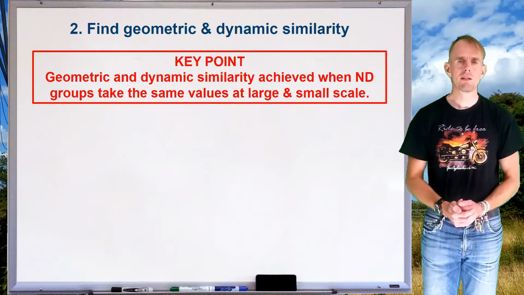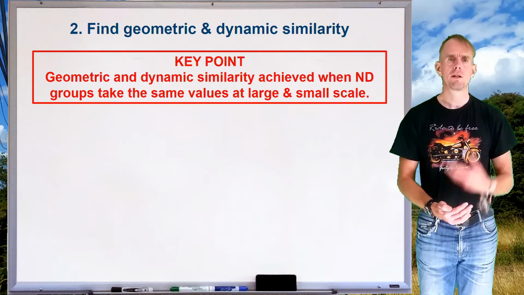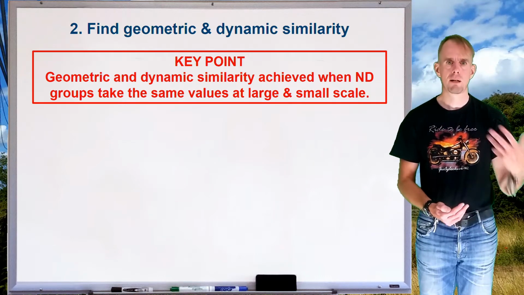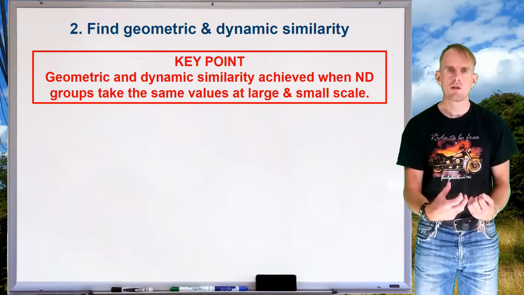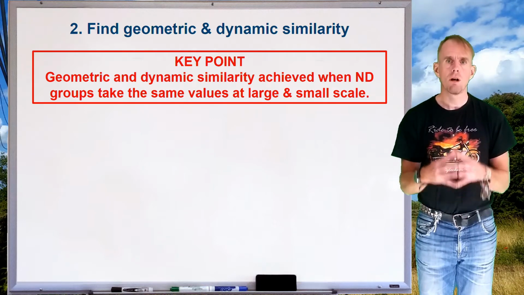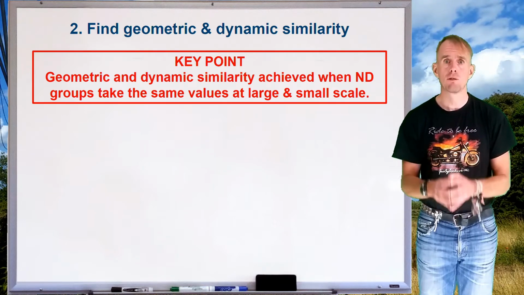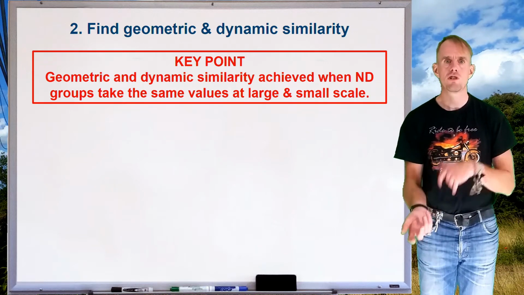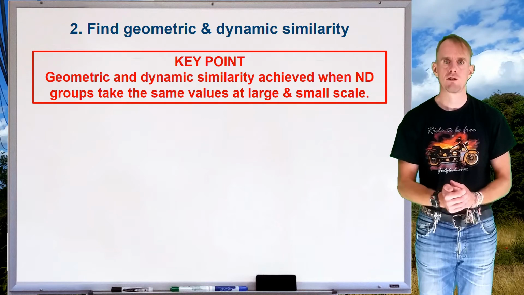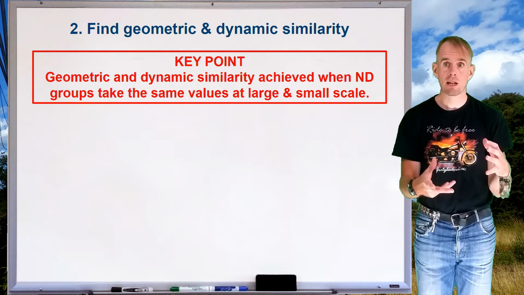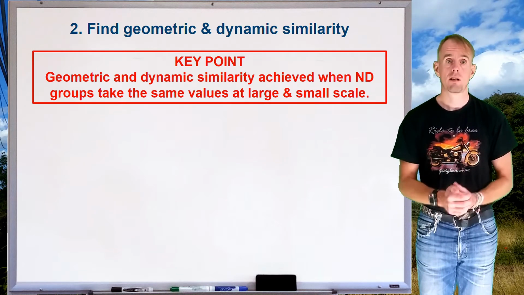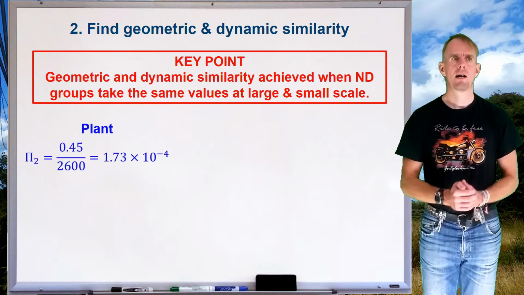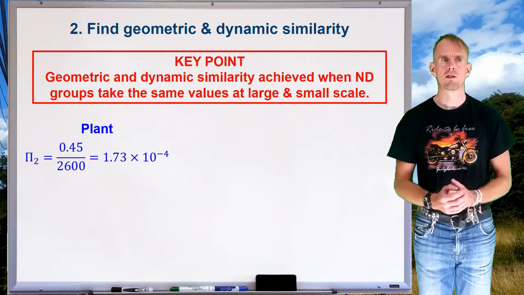Now, what we're going to do is calculate values of each of those 4 dimensionless groups for our plant item, and we need to ensure that our scale model also captures the same values of those dimensionless groups. Then we've achieved geometric and dynamic similarity. All the ratios of length scales are the same, and all the physical processes are the same. So let's go through now and start looking at my dimensionless groups.